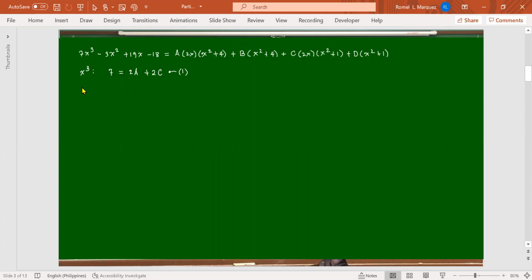Next, we have x squared. For x squared, on the left side, we have -3. On the right side, the terms that will give us a power of x squared come from the second term, whose numerical coefficient is B, and from the last term, whose numerical coefficient is D. So this will serve as our equation number 2.